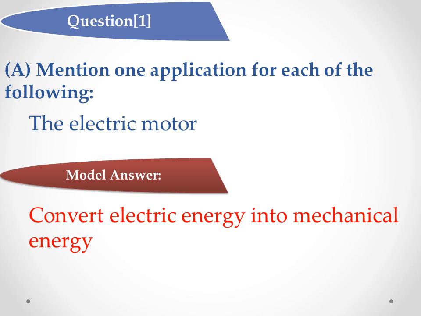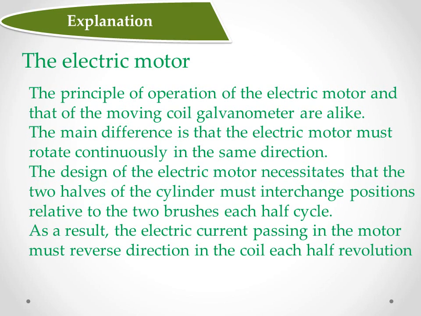Question 1. A. Mention one application for each of the following. The electric motor. Model answer. Convert electric energy into mechanical energy. Explanation. The electric motor. The principle of operation of the electric motor and that of the moving coil galvanometer are alike. The main difference is that the electric motor must rotate continuously in the same direction.